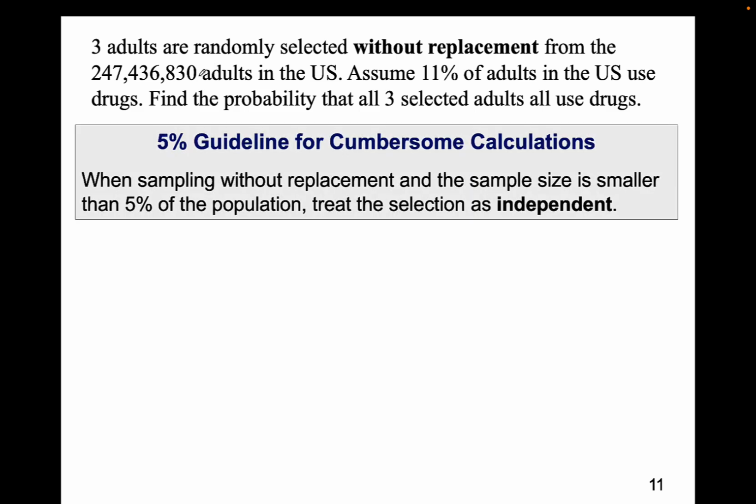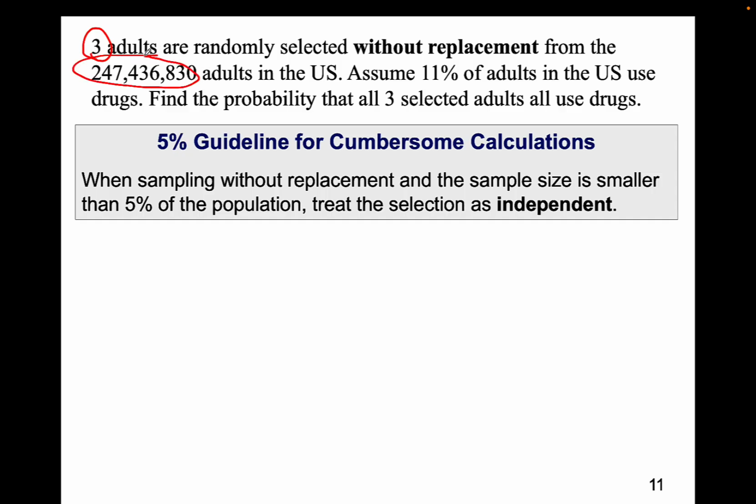Okay, what we're going to do is address what I was pointing out. The 3 is a small sample considering the population size. We're going to address that using what's called the 5% guideline for cumbersome calculations. Here it is. When sampling without replacement, which is what we have, and the sample size is smaller than 5% of the population, like this 3 right here. This 3 is way less than 5% of the population.